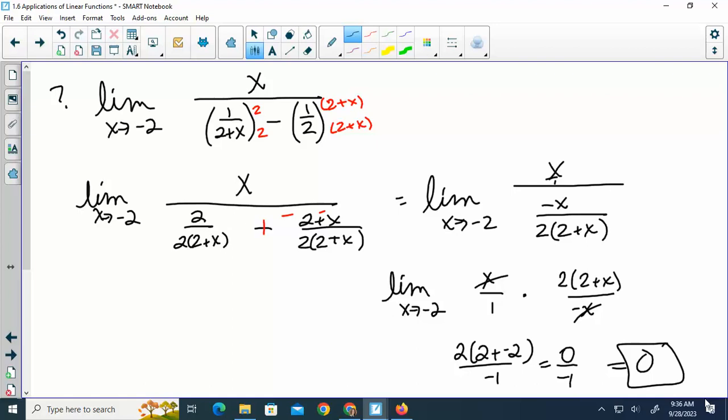Trying to look at all the different strategies. There's several more multiplying by a conjugate problems on here. The only one we haven't really talked about would be something like problem number 10. I'm going to look at that one.